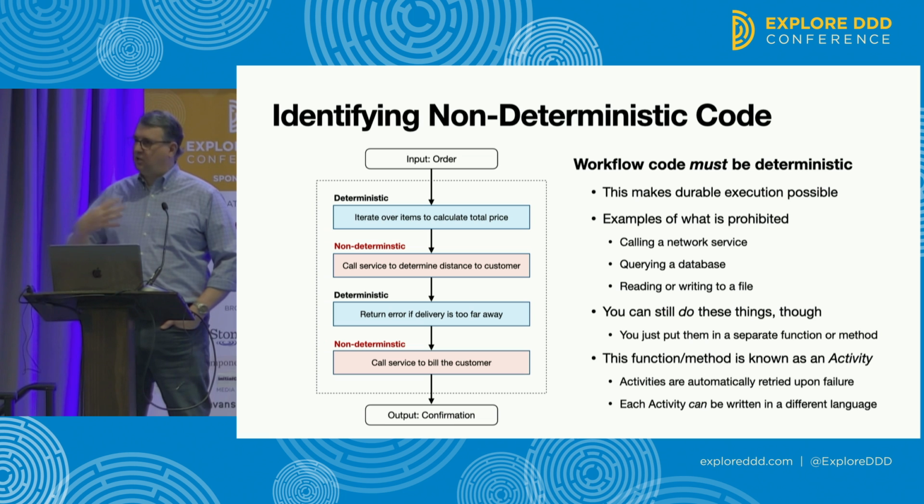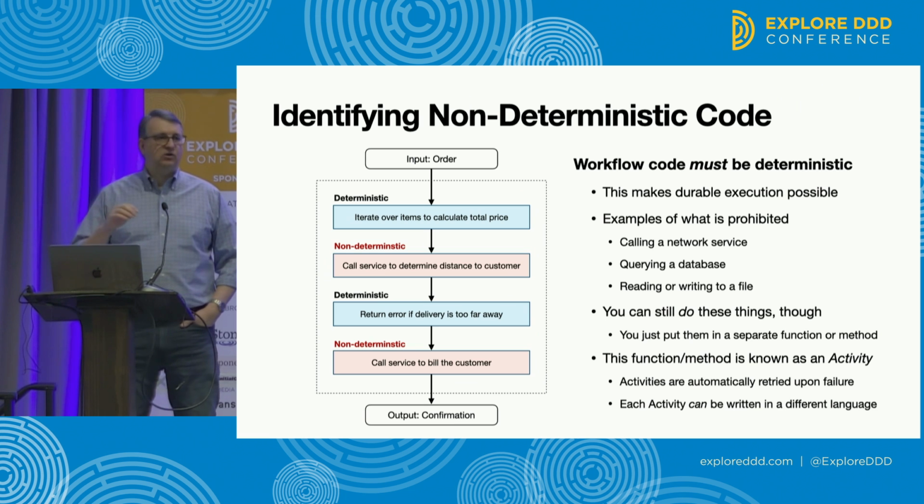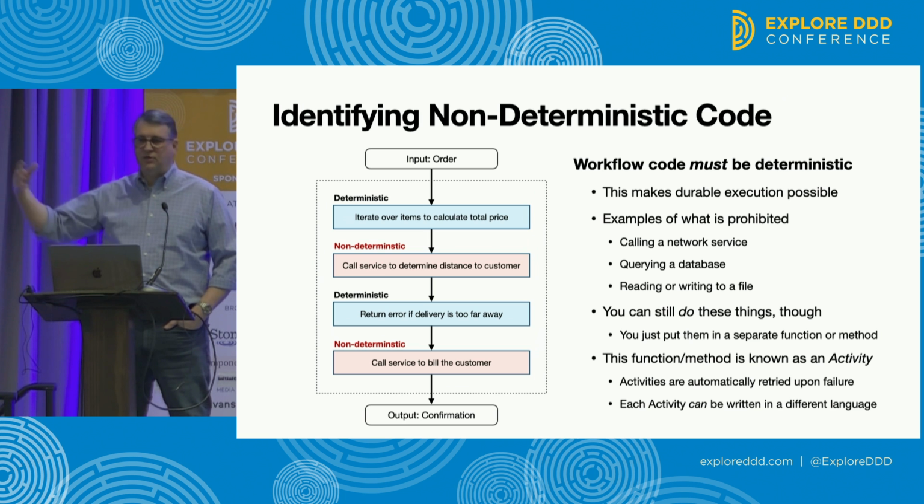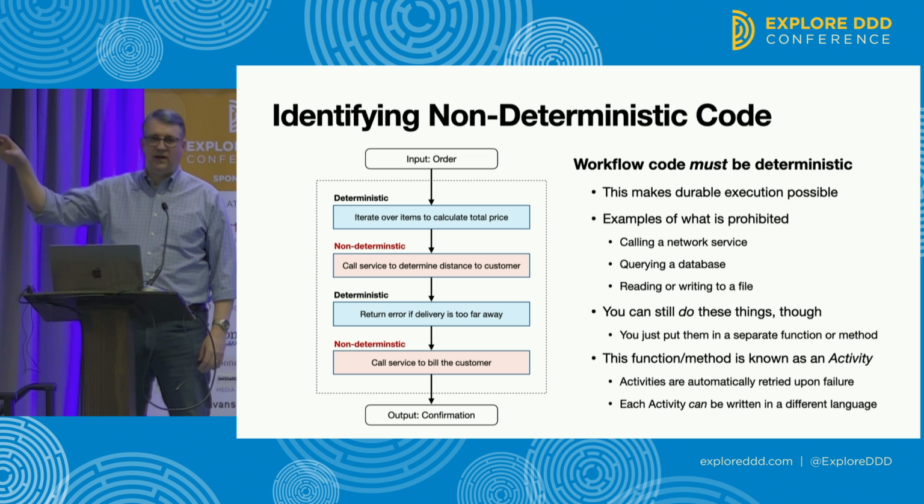Fortunately for us, we can still do these things. It's not like Temporal workflows can't query databases. They can't, but they can call functions that do those things. So all we have to do is separate out the non-deterministic code into a separate function or method. If you're using Java or an object-oriented language, you just put it in a separate function, and that thing we call an activity. So the workflow is the deterministic code, the entire sequence of steps, and any non-deterministic steps that you might have, that code goes into a thing called an activity, but they're both just functions.